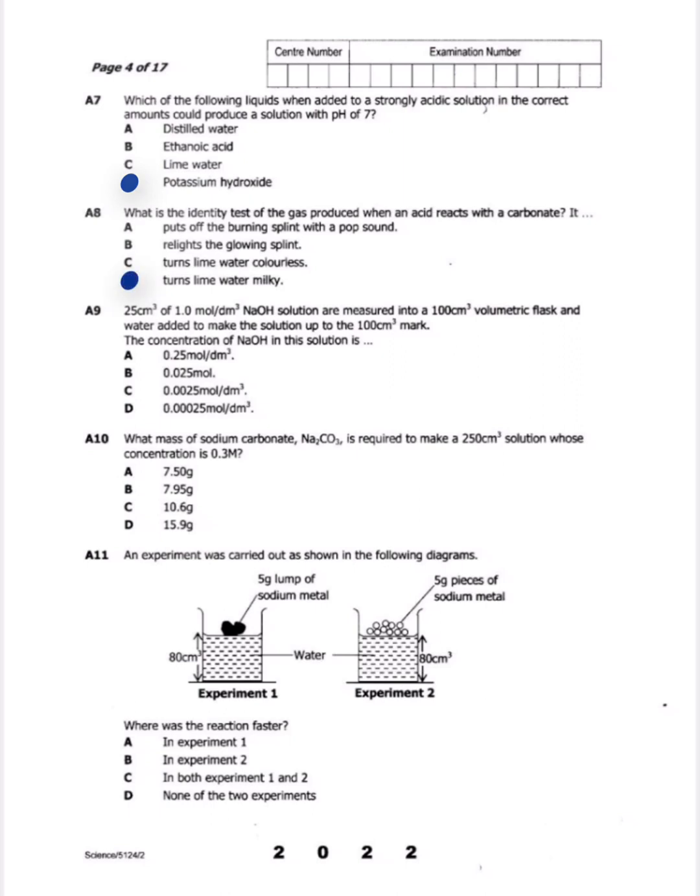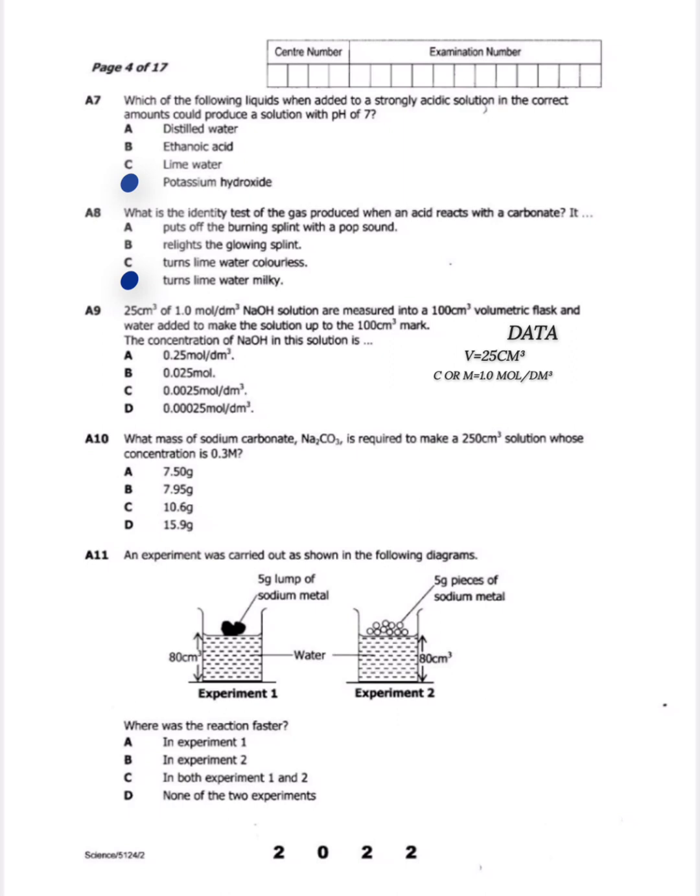Then we have A9. A9 is saying 25 centimeters cube of 1.0 mole per decimeter cube sodium hydroxide solution are measured into a 100 centimeters cube volumetric flask and water added to make the solution up to the 100 centimeters cube mark. So the concentration of sodium hydroxide in this solution is, so for us to calculate this one, let's collect data. The first one here we have the volume, which is 25 centimeters cube, and also the concentration, or we can say molarity, which is 1.0 mole per decimeter cube.